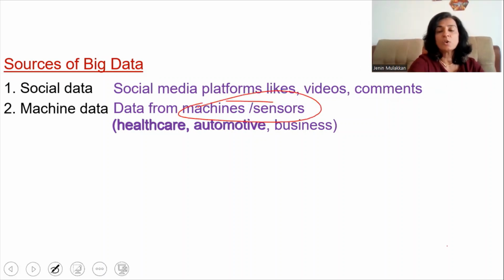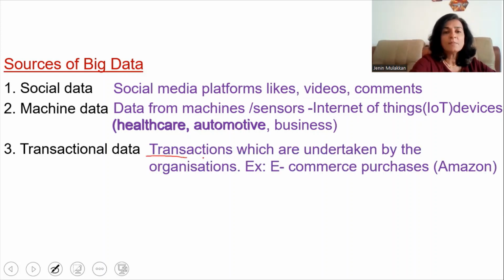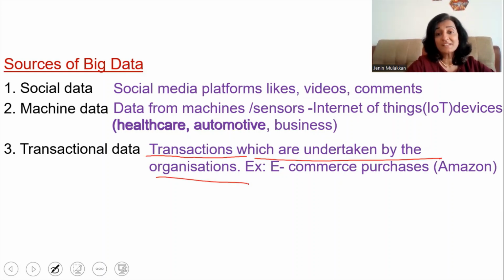Now, these machines or sensors which are connected to the internet are known by a name, and the name is Internet of Things devices. Now let's move on to the third source of big data, and that is transactional data. These are mainly transactions which are undertaken by organizations. Example, the e-commerce purchases that you do from Amazon.